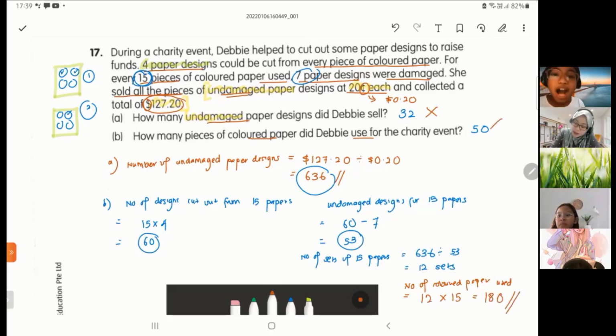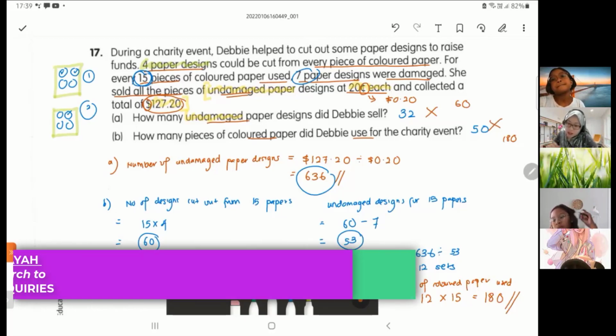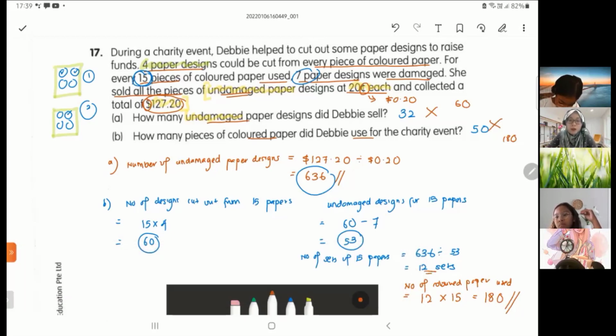This is the answer, 180, and this is 60. So this one, if you can see, they're going for sets. This is the equal grouping concept. We are actually finding the number of sets also. Okay, equal grouping concept.